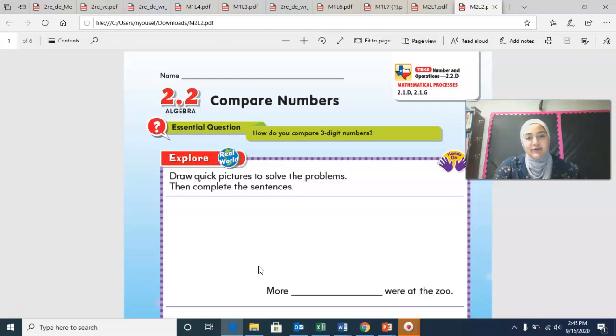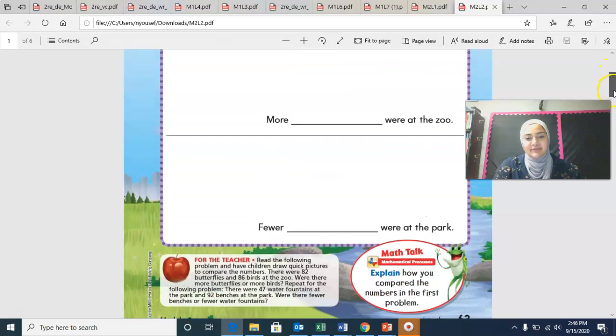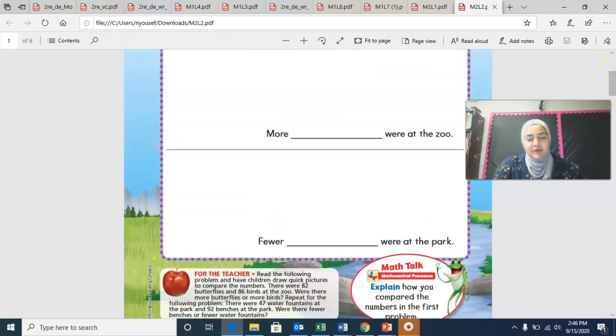Alright, so we are going over comparing numbers. How do you compare three-digit numbers? It says draw a quick picture to solve the problem, then complete the sentences. So we're comparing three-digit numbers. Alright, let's read the problem.